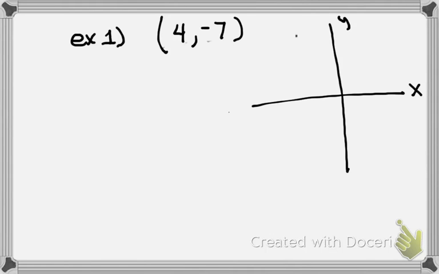So we know that this one is x and this is y, and I'm going to plot this point, 4, -7. So I'm going to go ahead and do this. 1, 2, 3, 4, 1, 2, 3, 4, 5, 6, 7. So we're going to pretend that right there is 4, -7.